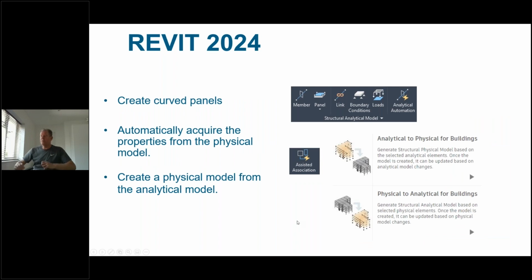In 24, we've improved some of these tools. So we can now have curved panels. We can now automatically acquire the properties from the physical model. And we can automatically create a physical from the analytical. So we can go the opposite way around. So as I've said, the engineering team, the designers, can now actually lay out an analytical model, and then at a later point, a physical model can be built from that analytical model.